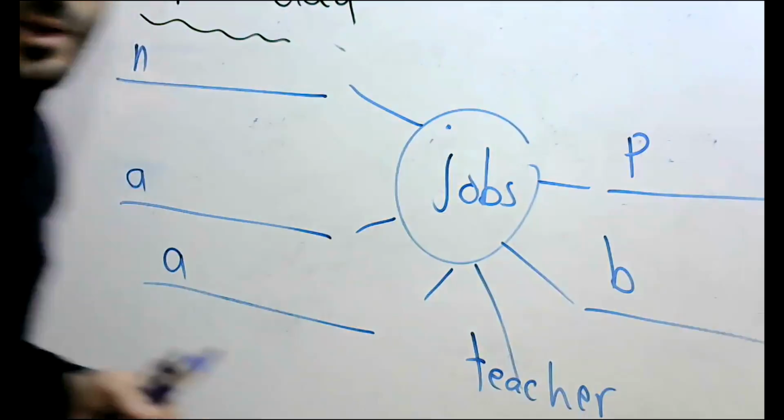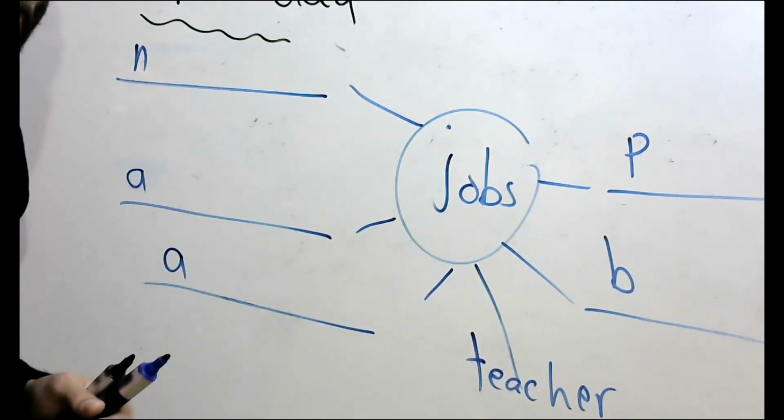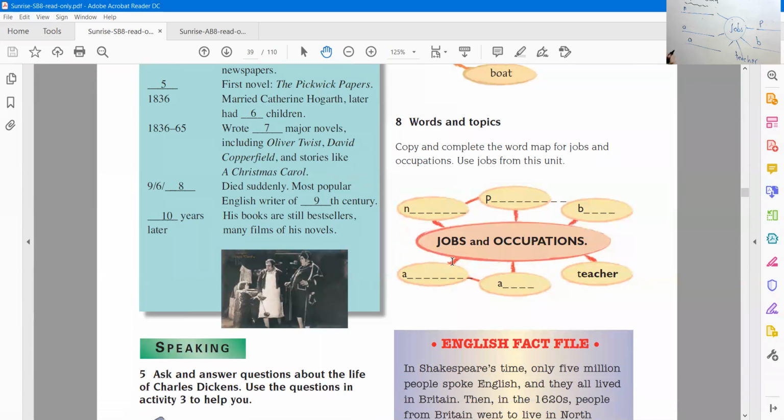Okay, so now we've got this one. As you see here, I'm going to share the screen again. Okay, so as you see here, we've got jobs and occupations. So for example, we're going to do this one. What is this A? We've talked about this one before. So we can say architect. Architect.